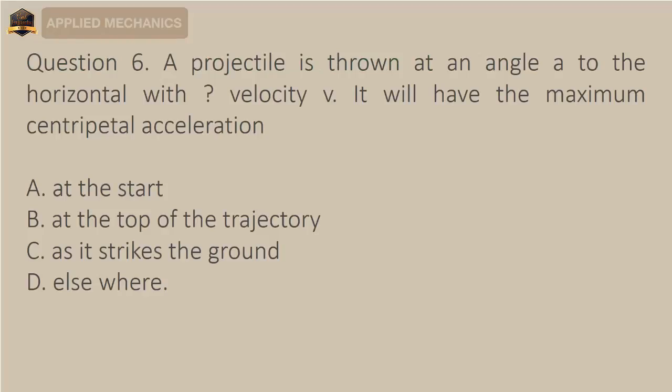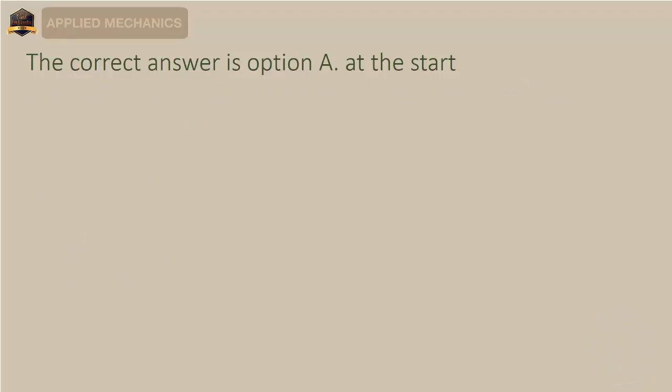Question 6. A projectile is thrown at an angle to the horizontal with velocity v. It will have the maximum centripetal acceleration: a. at the start. b. at the top of the trajectory. c. as it strikes the ground. d. elsewhere. The correct answer is option A. At the start.